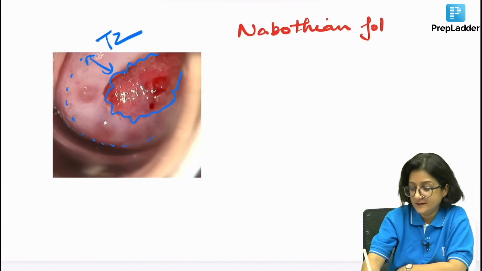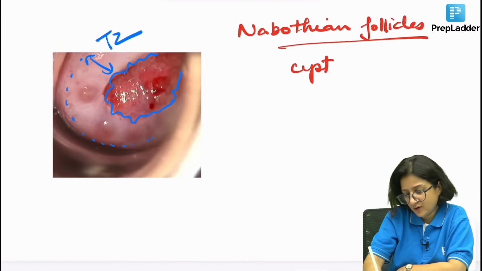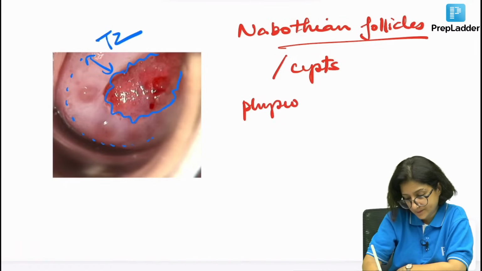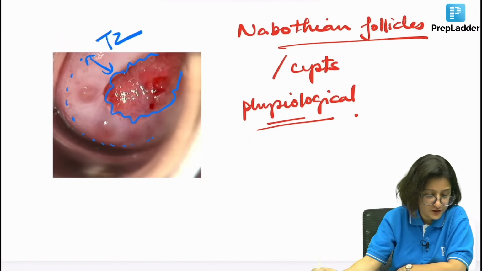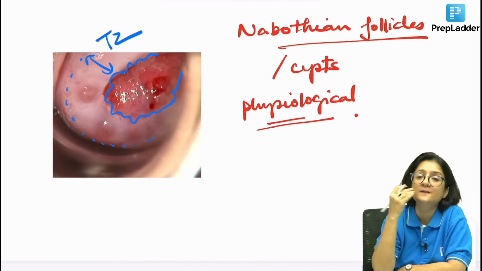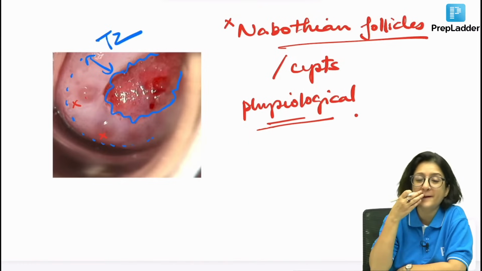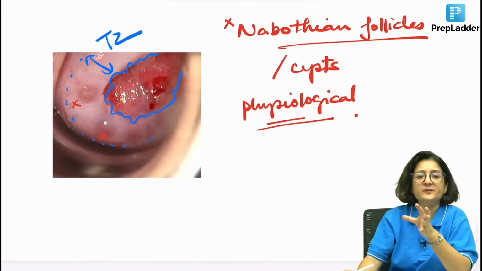Nabothian follicles can be large, then they're called Nabothian cysts, physiological. They are physiological. They are generally seen on the periphery of the transformation zone. So these follicles are Nabothian follicles. Okay, fine. So they basically result when the transformation zone is formed.